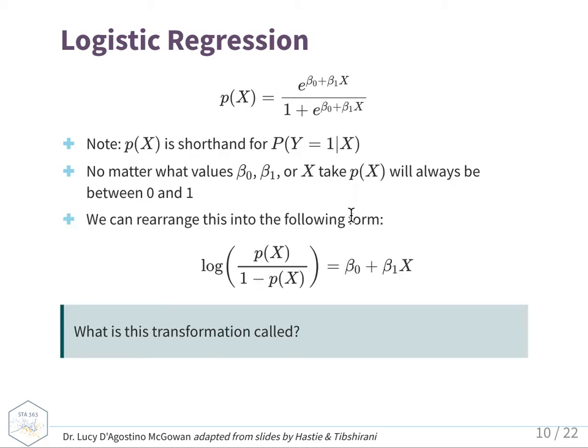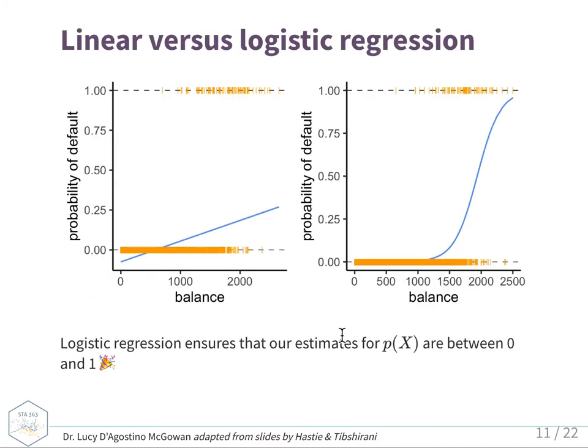It turns out we can rearrange this into the following form. If I take the log of p of x over 1 minus p of x, I end up with beta 0 plus beta 1 x. This gets it back into the linear form that we expect. What do you think this transformation is called? This is called a log odds, or logit, transformation of the probability that y equals 1 given x, or p of x. So logistic regression ensures that our estimates for p of x, or the probability of default in this case, are between 0 and 1. This is excellent. It's what we're hoping for.